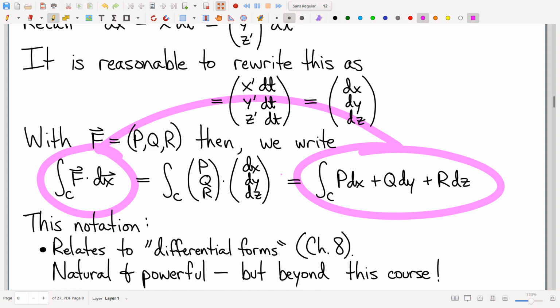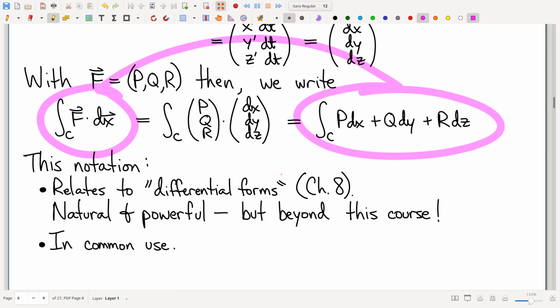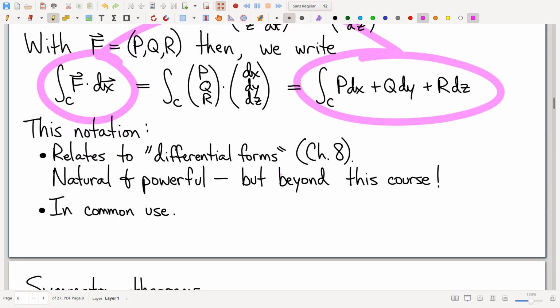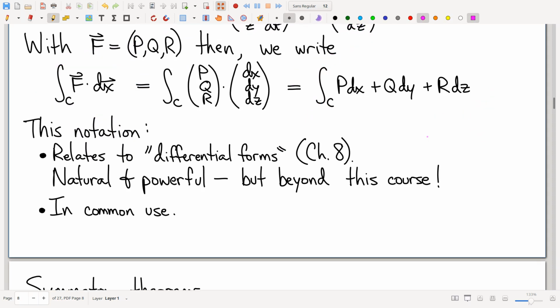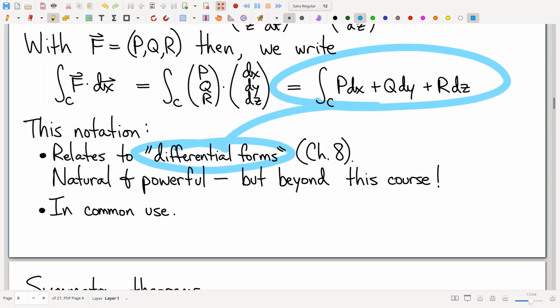tedious to write down. Why are we talking about this notation? So here's the reason why. As clunky as this appears to be, it turns out this is bonkers powerful. This notation here, this is what integrals of differential forms look like. We call it differential one forms. And differential forms, extremely powerful.